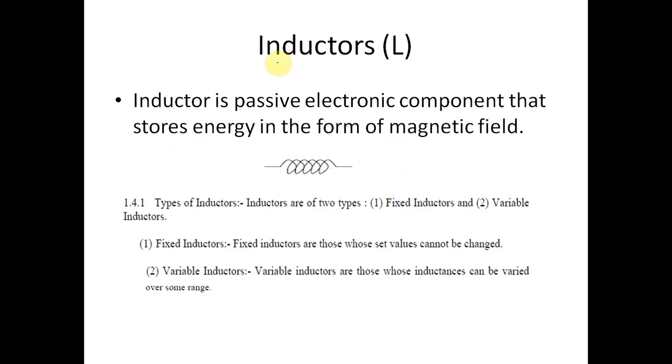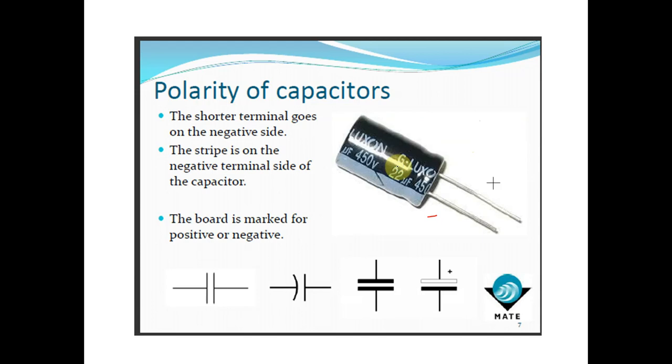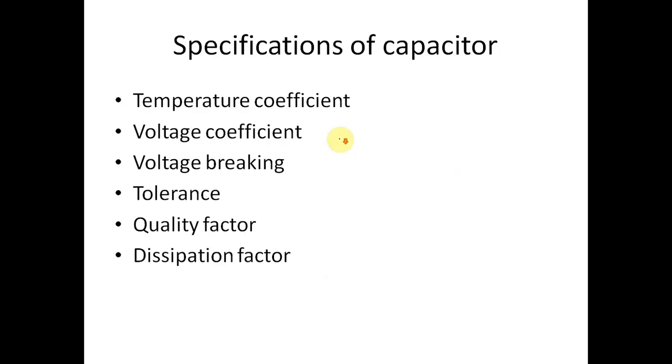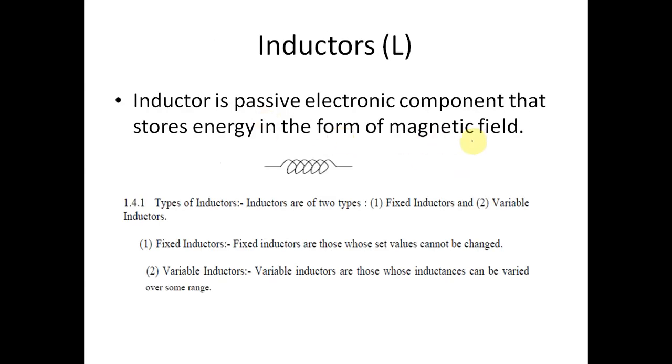Now the third passive component is the inductor. This is the definition of inductor. Inductor is a passive electronic component that stores energy in the form of magnetic field. Look here, capacitor stores energy in the form of electrical energy. Capacitor stores electrical energy, but inductor stores the energy in the form of magnetic field.